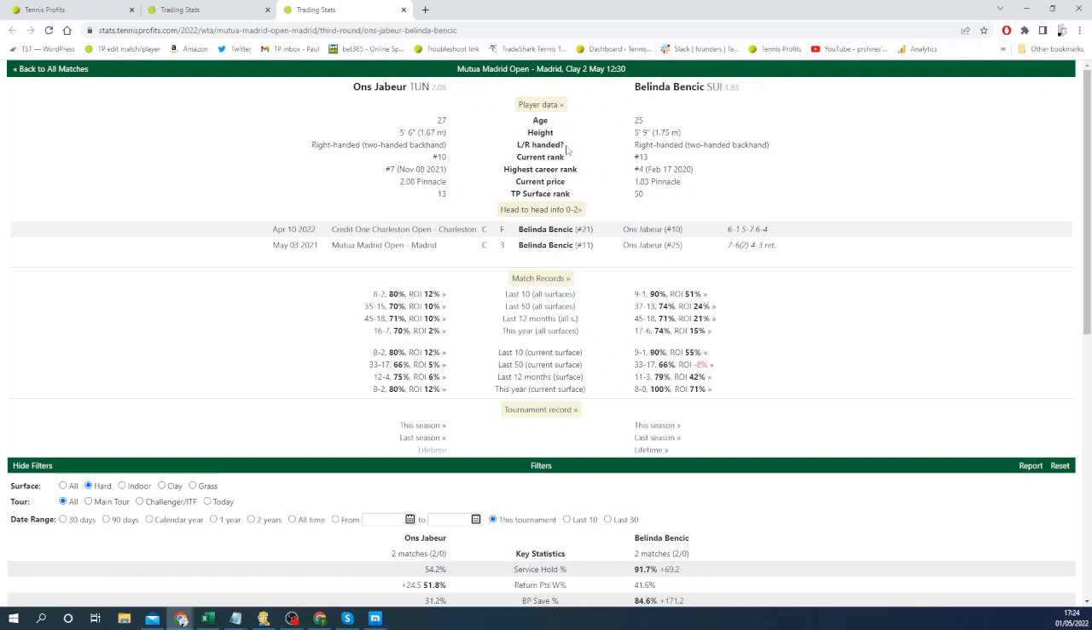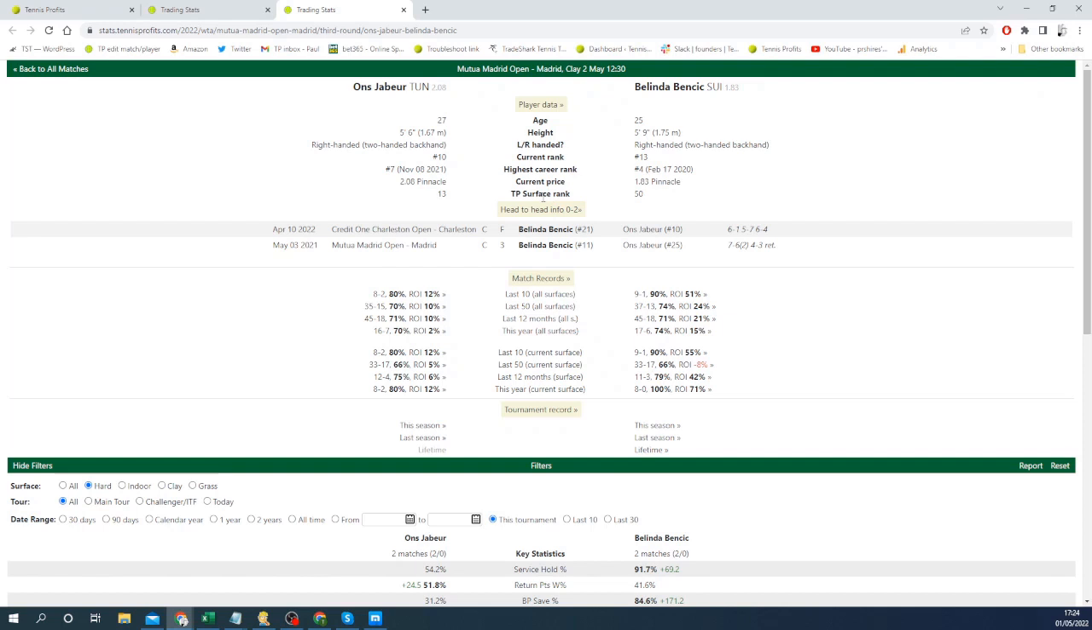So a bit of player information, you've got the age, the height, left-handed or right-handed. Do they use a two-handed backhand? Most of them do these days. Current rank, highest rank, current price. We are looking at getting that as the Betfair price for the time being. We've got Pinnacle on this one.